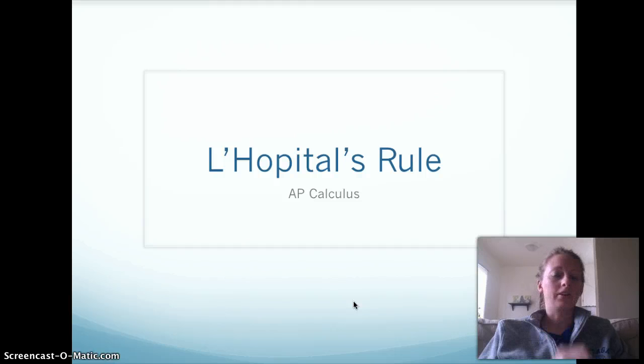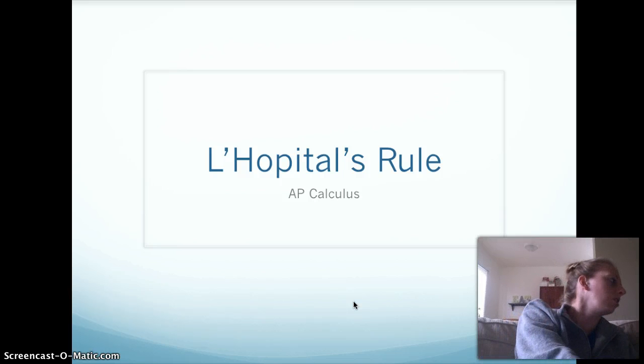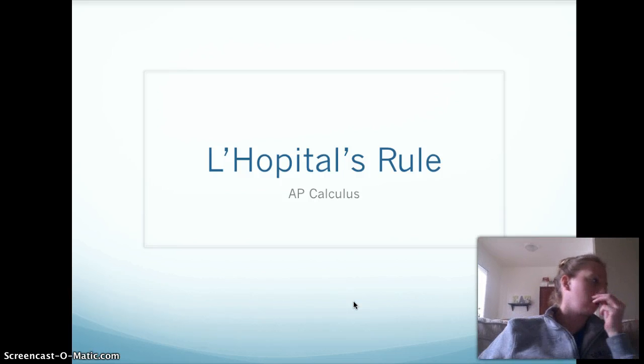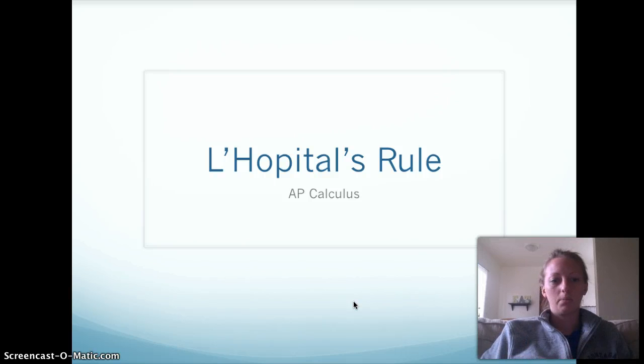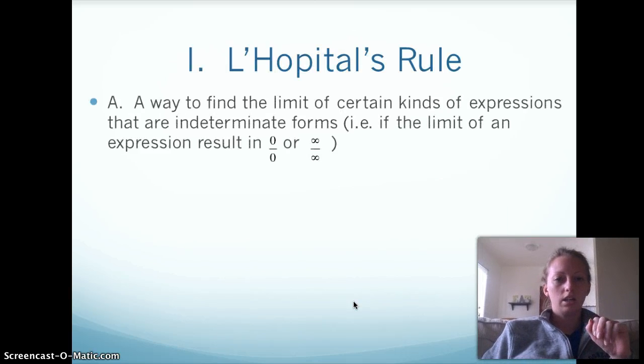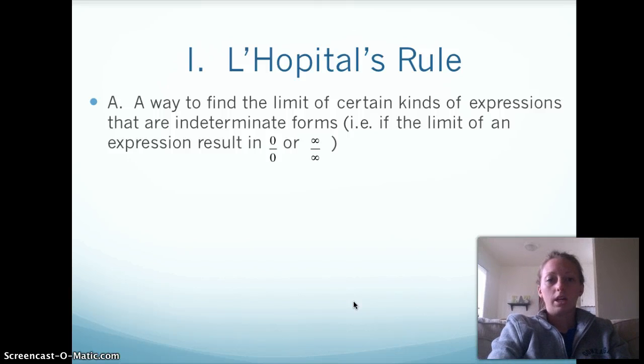We are learning this. I know it looks like L'Hopital's. It's L'Hopital's rule. L'Hopital's rule is to help with finding limits. And so we'll just jump right in. So it's a way to find the limit when you get an indeterminate.